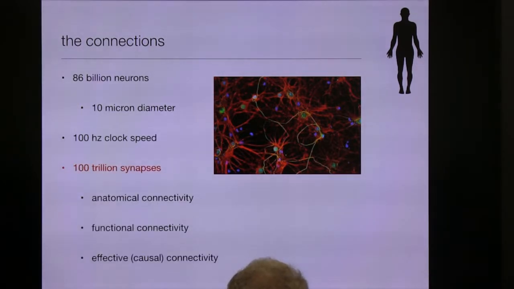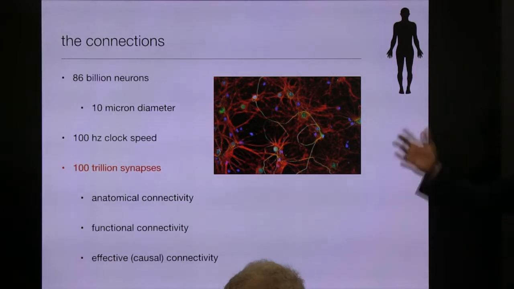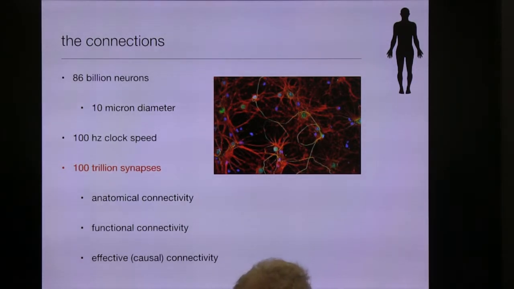What I'm going to talk about is the connectivity of these neurons and how the connectivity changes as we go to a healthy state or illness or learning and all that. There are different kinds of connectivity in this setting. There is anatomical connectivity, that means the actual connection between neurons, and those are often fixed.